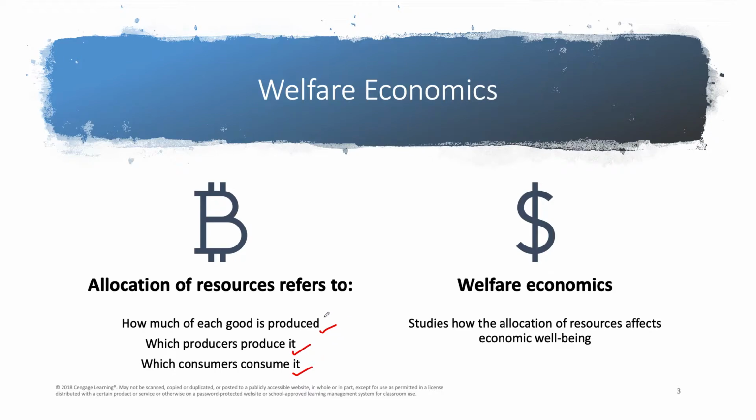First, we figure out how much gets produced, then we figure out who gets to do this production, and then we figure out who gets to consume the final outcome of this production, right? So with welfare economics, what we're trying to understand is that different allocations of resources can affect economic well-being, right? So, as the name suggests, it studies welfare. It studies how well consumers and producers do inside an economy at different allocation levels, right?